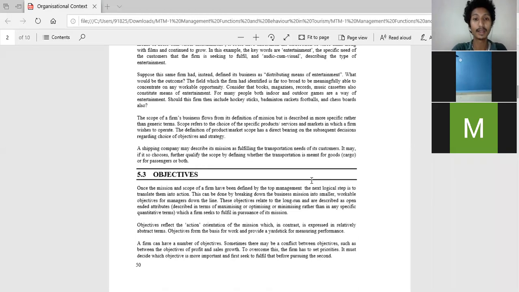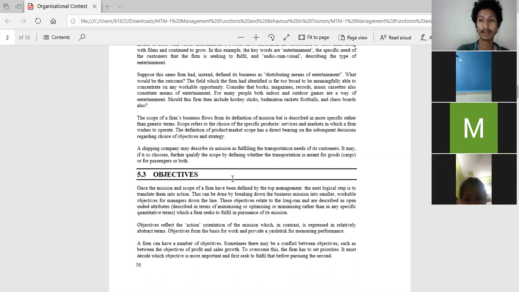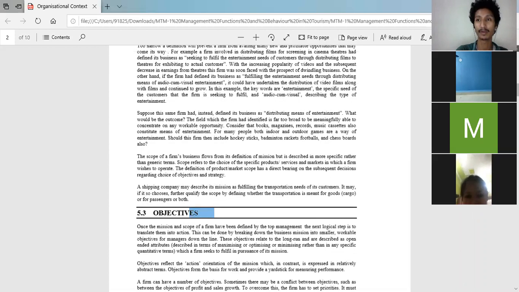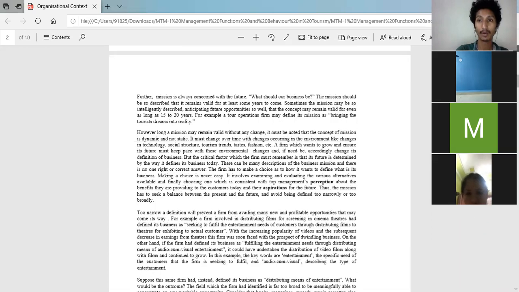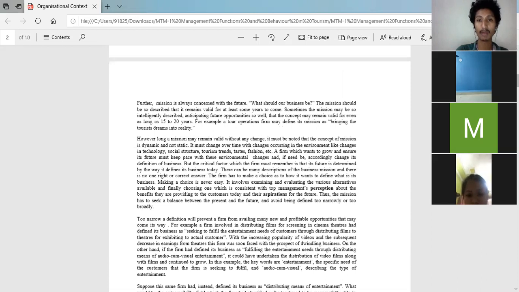So objective is basically like tasks which you have to fulfill. Objective means a task. Okay. Yes, and mission means the full game, which game you are playing. And goal is the winning, the final stage.